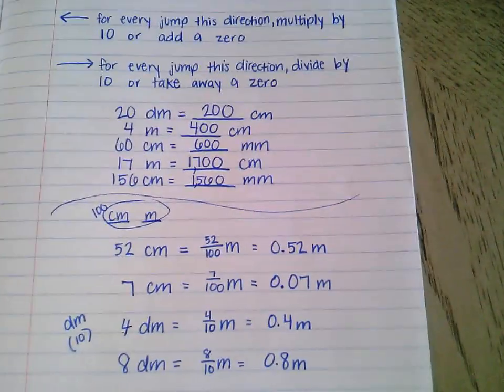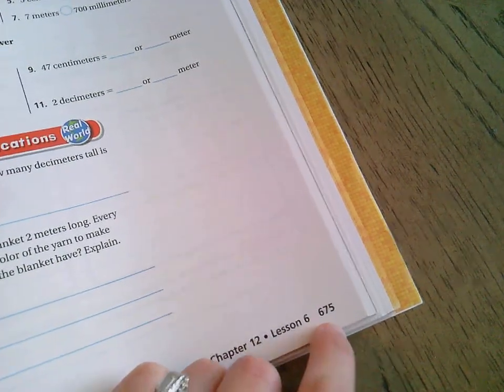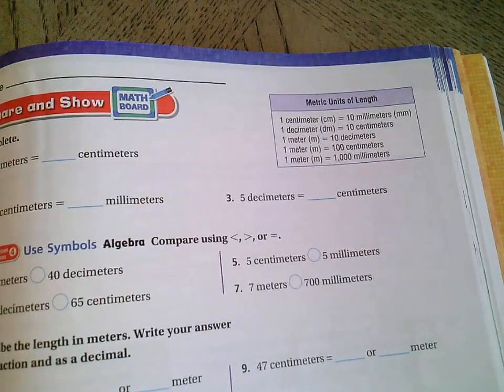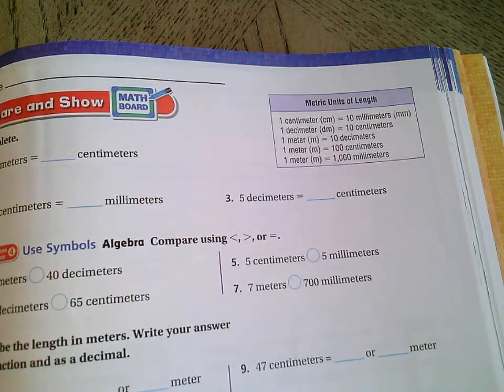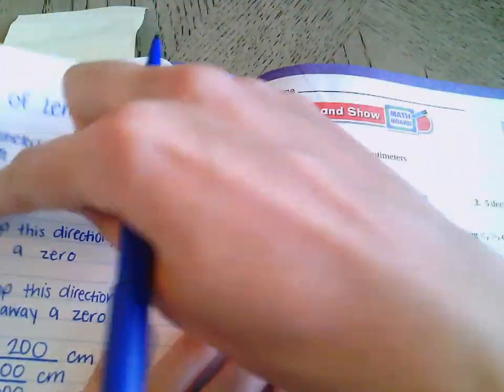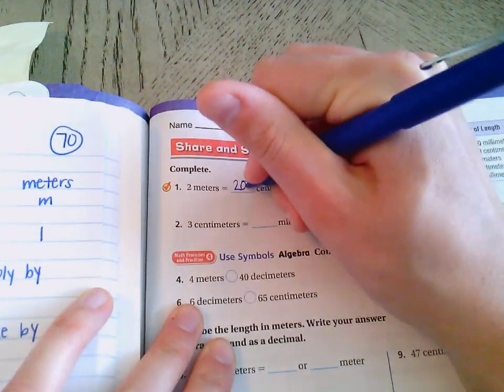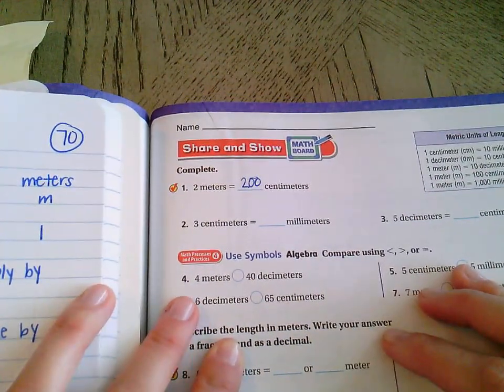Okay. Speaking of our book, let's leave that off to the side so that you can still use that. I'm going to go to page 675 in my textbook, and let's do some of these together. The first one says 2 meters equals blank centimeters. Well, if I'm going from meters to centimeters, I do 2 jumps. So I actually just write this number with 2 zeros, 200.